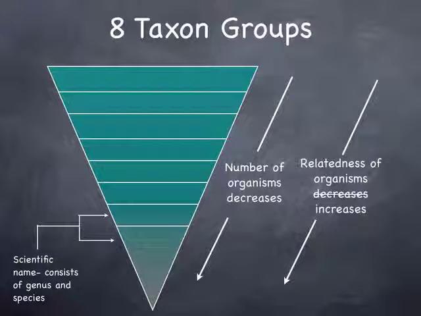And so species are classified in different groups. We call these taxa. And these taxa go from very, very large groups that have millions of species in them. And as you go down, they get more and more specific. So you're going to have to memorize these, and I'll give you a couple ways to do that later on.